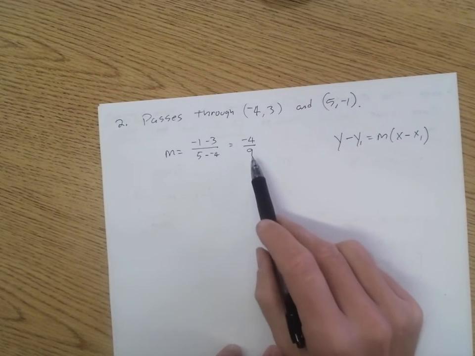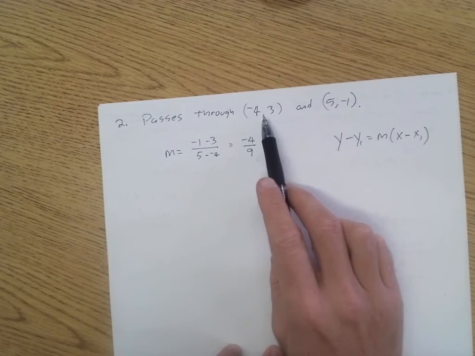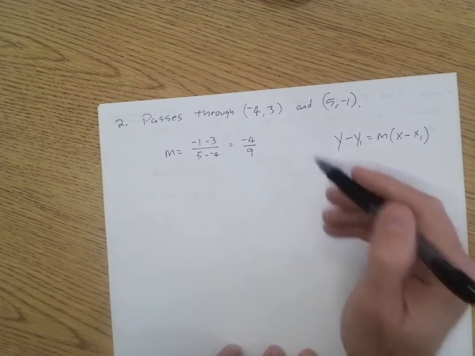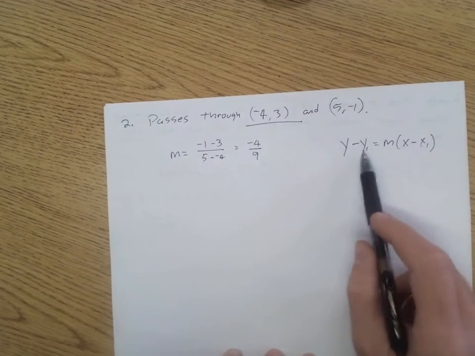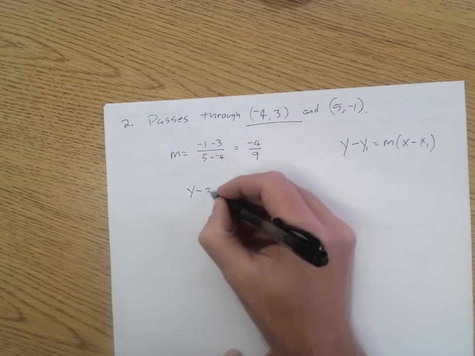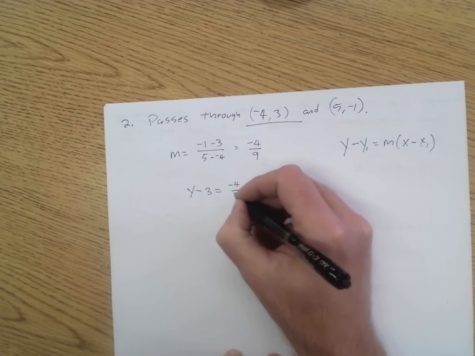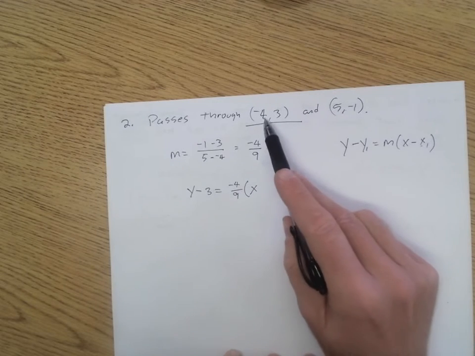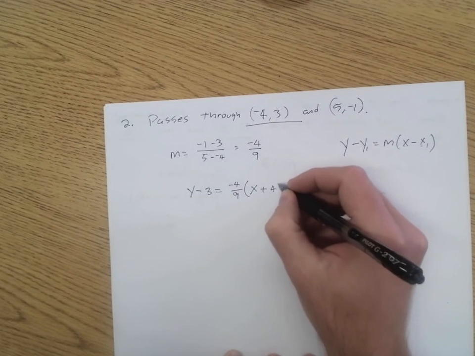From here, when I set it up, in this case I actually have 2 points that it goes through. It doesn't matter which one you use, you're just going to use whichever one you think would be easiest. A lot of times it doesn't matter. So I'm just going to use the first point and plug those numbers in for x1 and y1. So I'll have y minus the y coordinate, which is 3, equals m, we now know the slope is negative 4/9, times x minus the x coordinate, which is negative 4. So x minus a negative 4 will be the same thing as x plus 4.